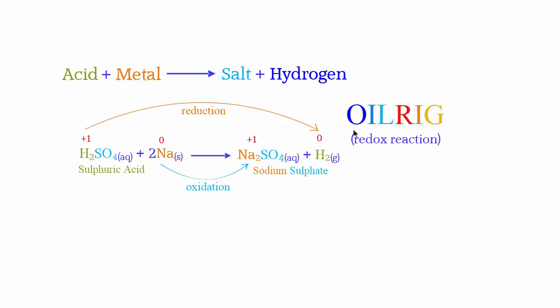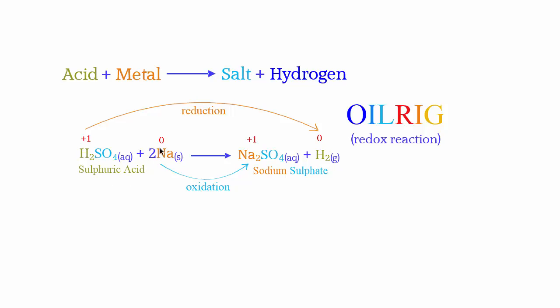And here we see, remind ourselves, OIL RIG: oxidation is loss of electrons, reduction is gain of electrons. In redox chemistry at AS, you would have covered this thoroughly. Just a quick reminder, sulfuric acid reacting with metal. The sodium in its natural state, i.e. unbonded to anything else, has zero oxidation state. The hydrogens are a 1 plus each. They will then become zero oxidation state on the right, so therefore there's been a +1 to 0 reduction in oxidation state. If it's a reduction, it's gained electrons.